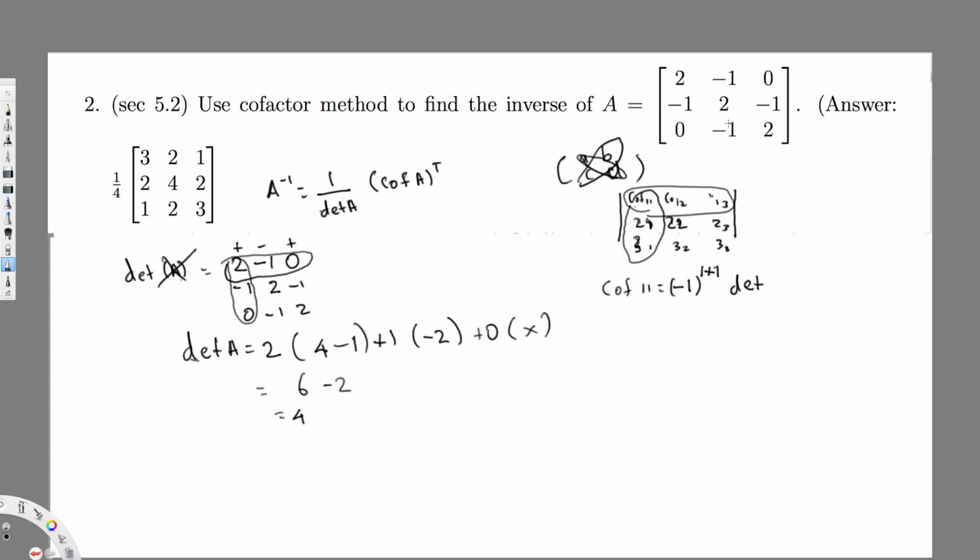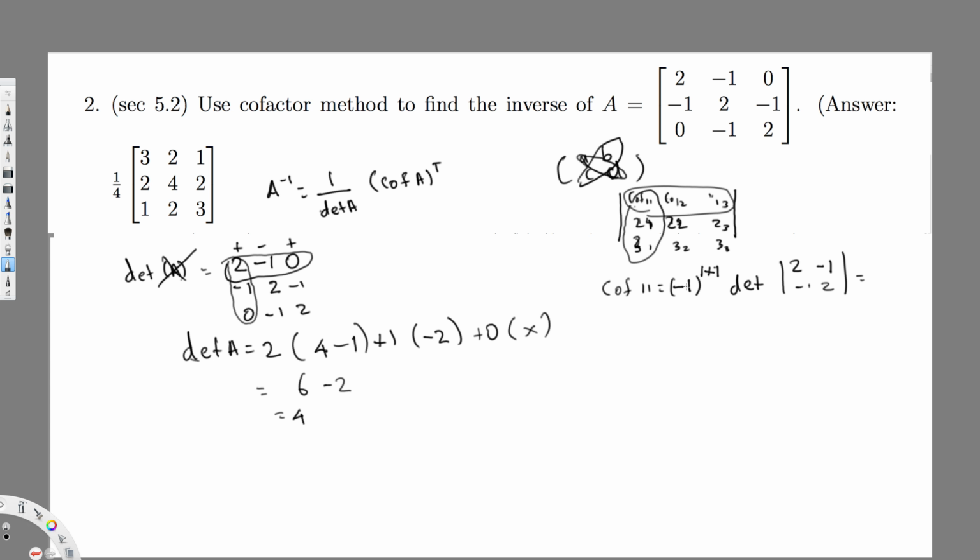So in this case, if I take 1 1, these are all eliminated, and we are left with 2 minus 1, minus 1 2. Then what I have to do is 2 times 2 is going to be 4, so 4 minus 1 is going to be 3.